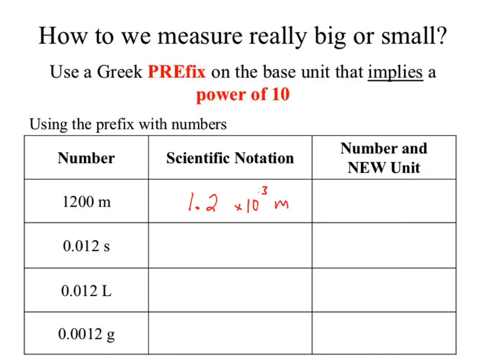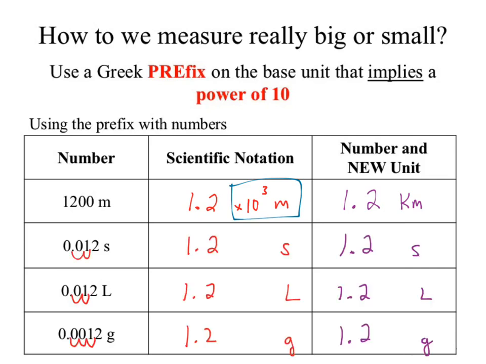Most people don't like seeing the positive, so let's get rid of that. The new number and unit is now going to become 1.2, but now I've got a power of 10. What did the power of 10, 10 to the third, mean? Kilo. And I have kilometer. Really? Yes. Do the others. So we're going to skip the second one for the moment. Somebody brought up an interesting question, probably unintentionally, but they brought it up anyway.